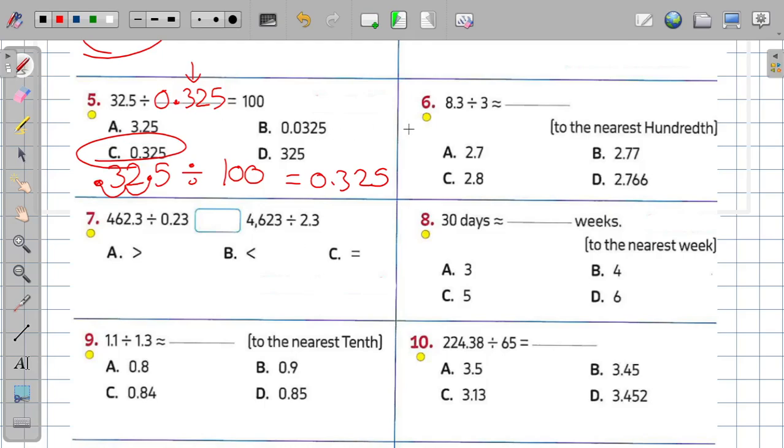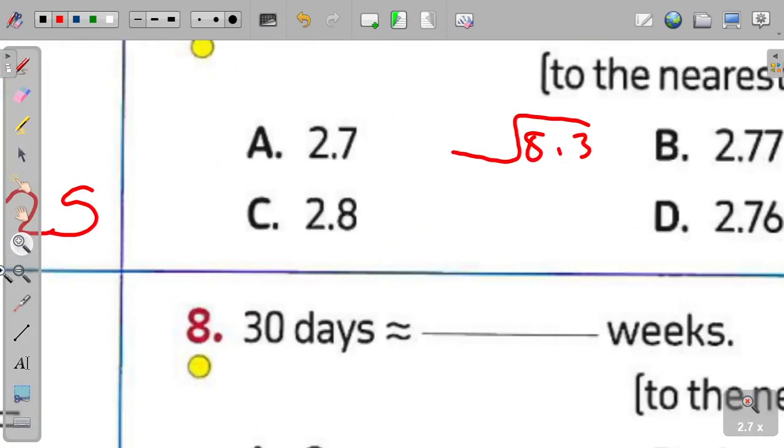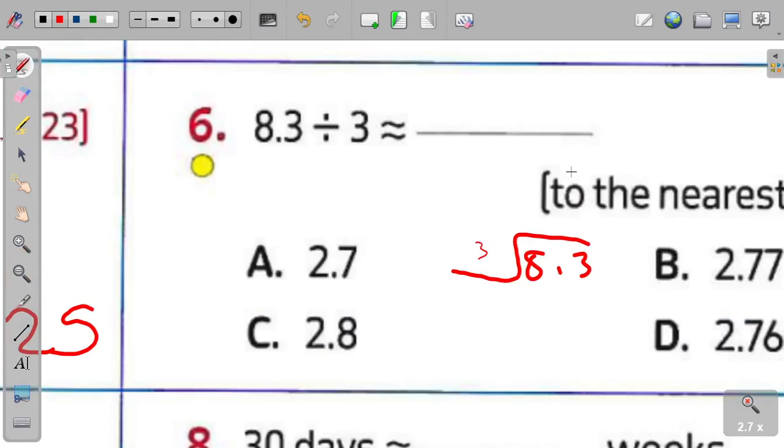Next, I have 8.3 divided by 3 equals what? And I want to round the answer to the nearest hundredth. Okay, so let's try to divide it first. I have 8.3. Let's zoom first to write the answer. So I have 8.3 divided by 3. Okay.